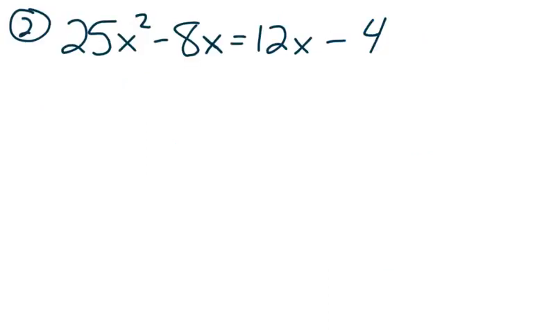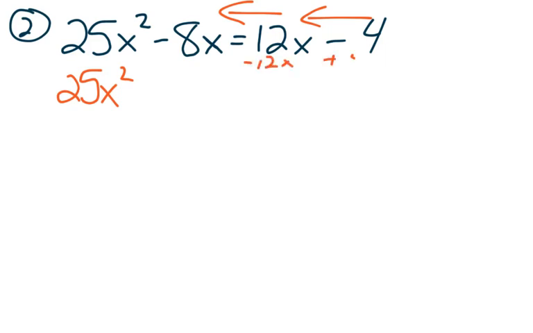All right, let's try another one. 25x squared minus 8x equals 12x minus 4. Okay, so we've got 25x squared. Again, we need everything on one side. So I'm going to move everything to the left side. I want to keep my x squared positive. So I'm going to do that by subtracting 12x and adding 4.